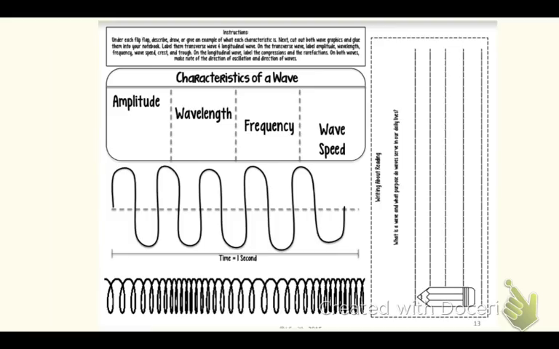All right. So looking at your notebook page, you are going to want to cut out the characteristics of a wave, that circular rectangle there. And you're going to make flaps. So amplitude, that dotted line, you're going to cut that dotted line to the solid line. Then you have wavelength, and cut on that dotted line. Then frequency, cut on that dotted line. So you have 4 flaps: amplitude, wavelength, frequency, wave speed.